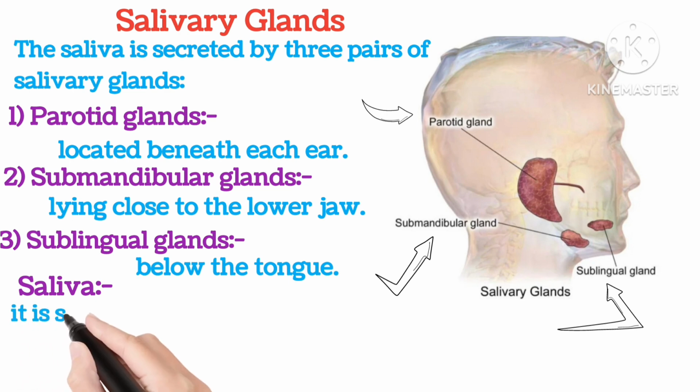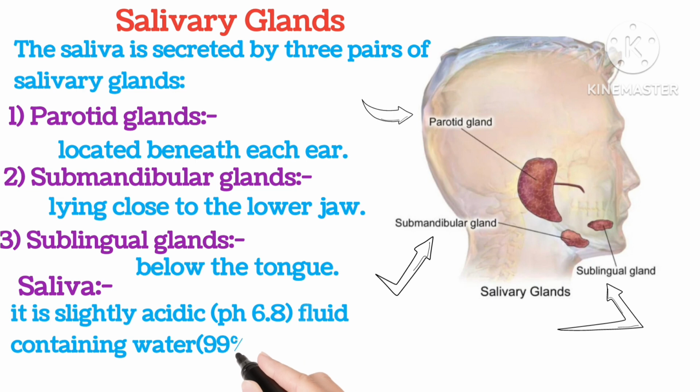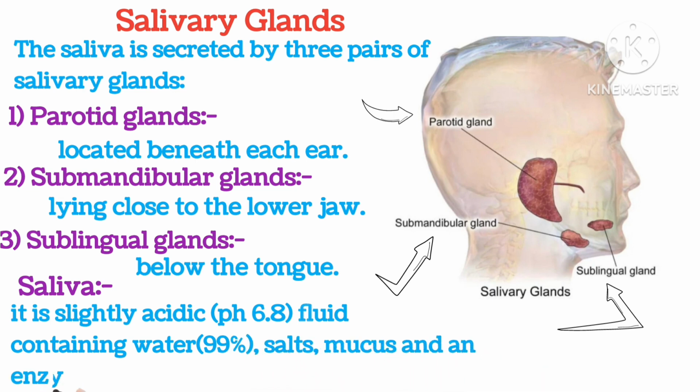Saliva. It is slightly acidic with the pH of 6.8, contains water 99%, salt, mucus, and an enzyme called salivary amylase or ptyalin.